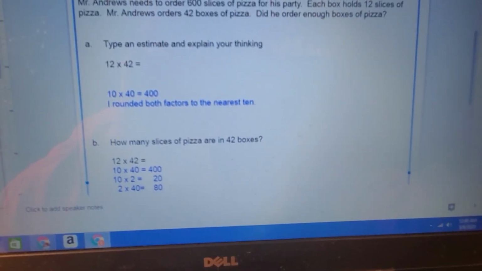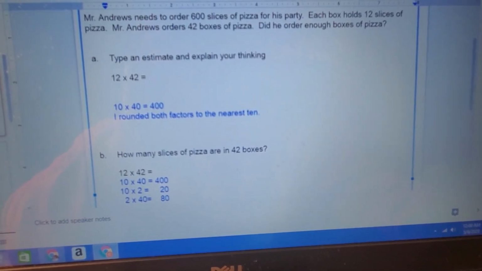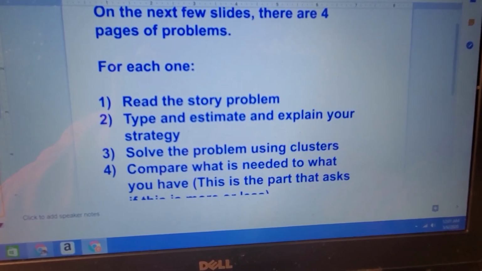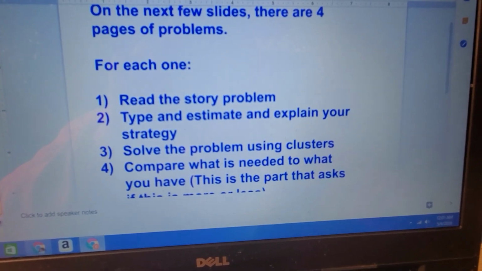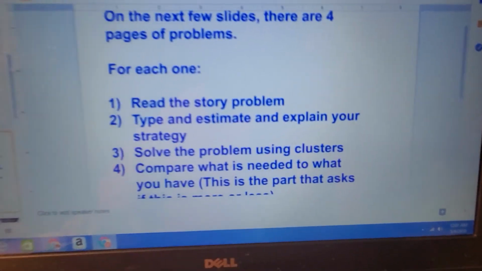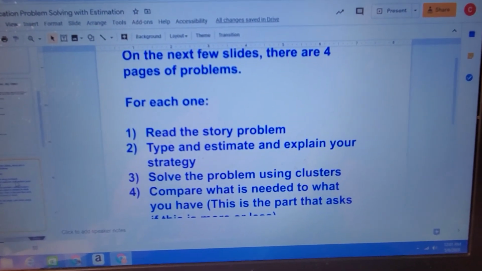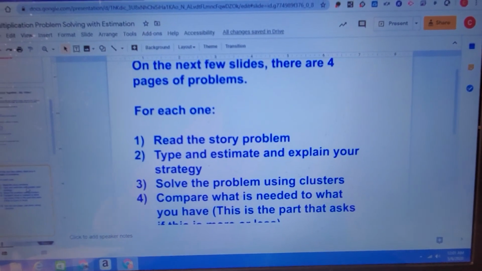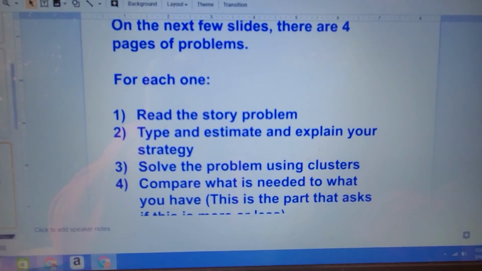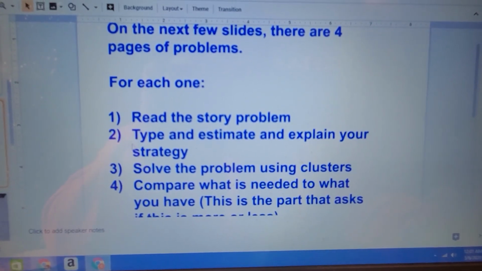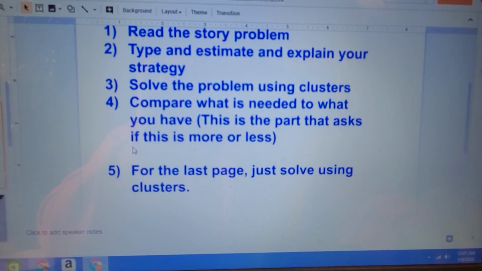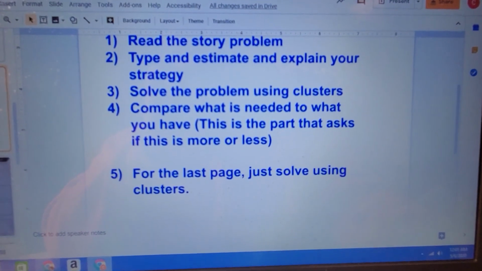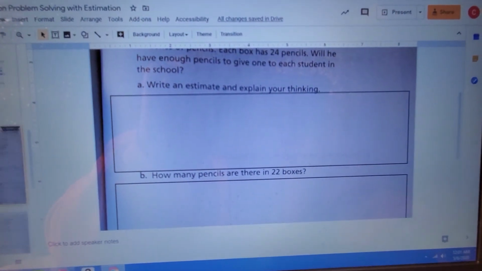So you got 2 helper pages. So the directions are, on the next few slides, there's 4 additional problems on each page. There's 4 pages of problems. Read the story problem. That's important. Type an estimate and explain your strategy. Solve the problem using clusters. Compare what is needed to what you have. This is the part that asks if this is more or less. And for the last page, just solve using clusters. They're not asking you to estimate on that last page.